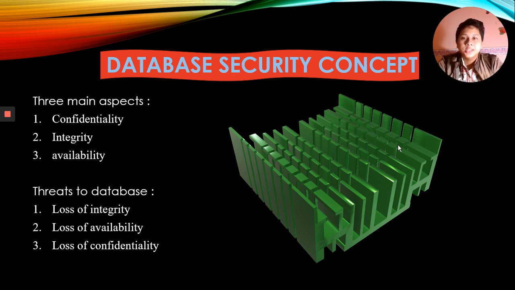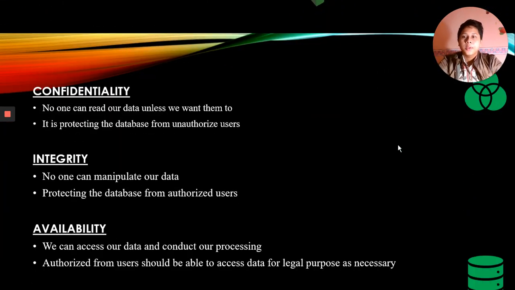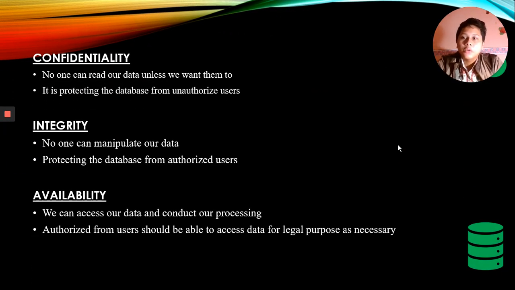So the next one is the database security concept. There are three main aspects: confidentiality, integrity, and availability. The threats to the database are loss of integrity, loss of availability, and loss of confidentiality. The first one, confidentiality, means no one can see our data unless we want them to. It is protecting the database from unauthorized users. For example, an employee should not see the salaries of their manager.